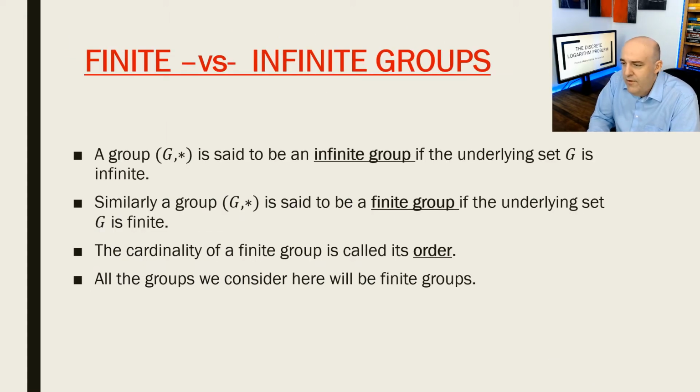Also, a very basic definition is whether the group is finite or infinite. That just means whether the underlying set G is infinite or finite. If G is an infinite set, we refer to the group as an infinite group. If the set G is finite, then we call it a finite group. In the case of a finite group, the order of the group is just the cardinality of the set G. And in this video, all the groups we consider will be finite groups.